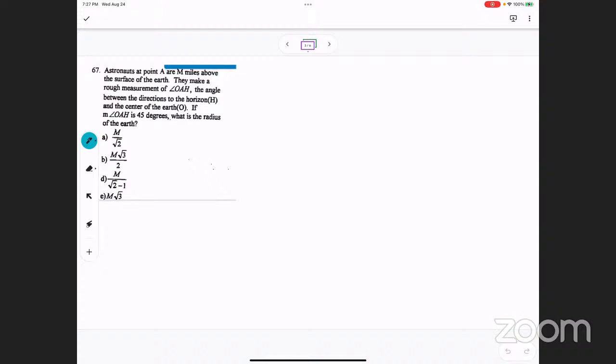Astronauts at point A are m miles above the surface of the Earth. They make a rough measurement of angle OAH, the angle between the direction to the horizon and the center of the Earth. Oh man, this is tricky. Here's where the astronauts are, which is m miles above the Earth. So this distance is m, above the surface of the Earth.